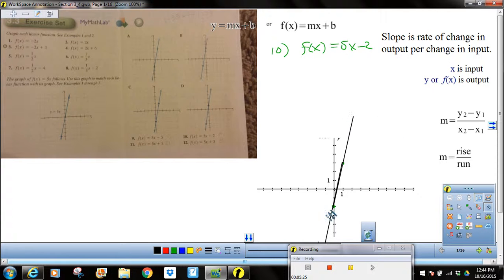And that one to me looks like C. Whoops.